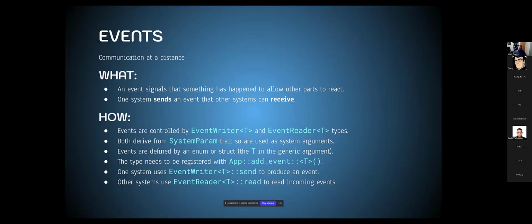But events are controlled by event writer and event reader types. They are both derived from system param. They implement the system param traits, so you can use them as system arguments. That gives you access to an object that can either send or receive events of a particular type. Now, an event is simply a struct or an enum, and then you register the event with the add event method in your app or in your plugin.